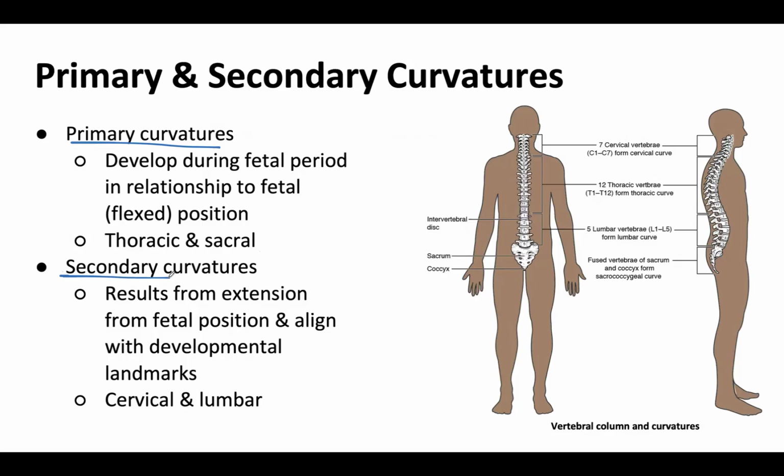What do you think would cause the lumbar curvature to develop? So think about activities like sitting up, standing, and walking. These will develop that lumbar curvature secondarily. So that is why the cervical and lumbar curvatures are considered secondary curvatures, because they form later. And generally, curvatures are developed by around the age of 10.